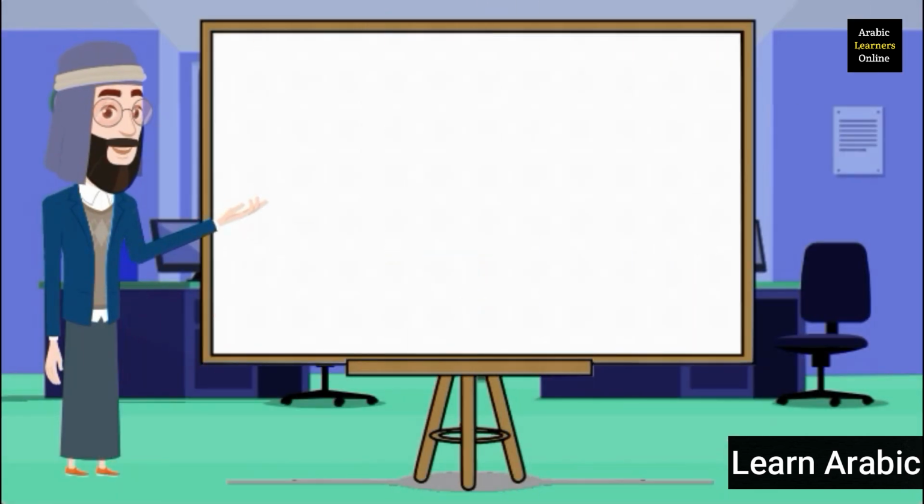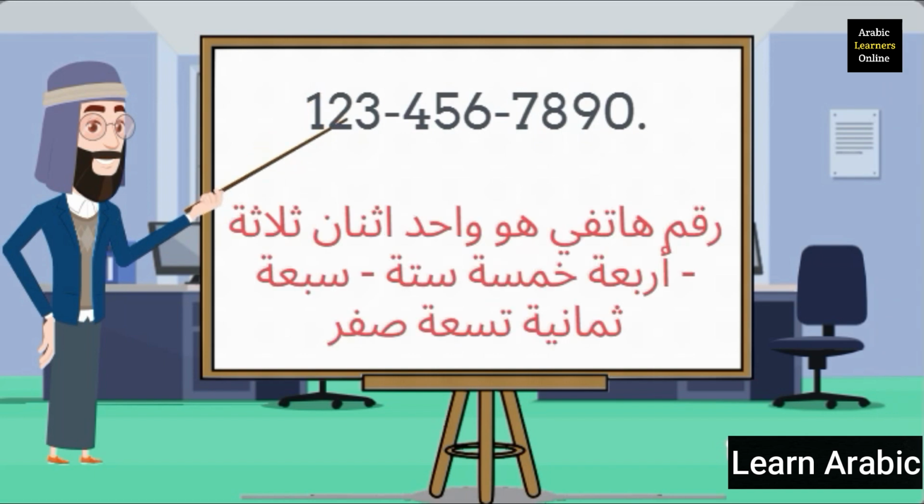Now let's talk about phone numbers. Arabic phone numbers are spoken digit by digit. For example, my phone number is 123456789. Say it in Arabic: رقم هاتفي هو 1 2 3 4 5 6 7 8 9 0.